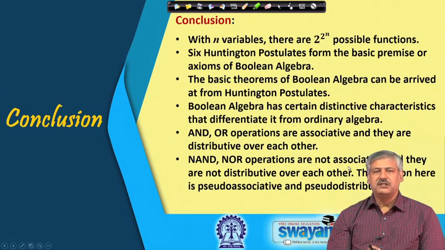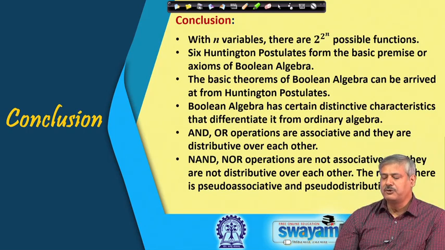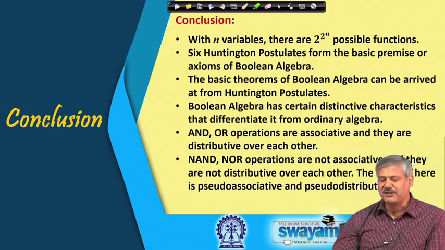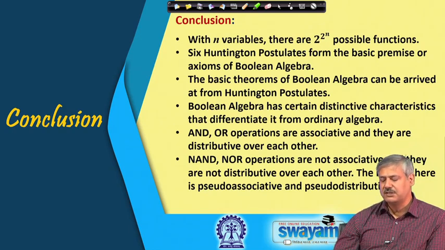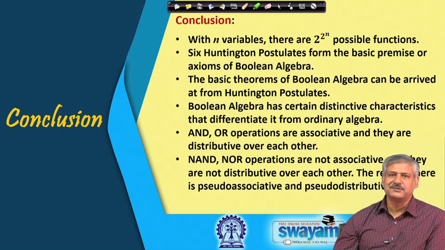So, with this we conclude with the key points. In n variables we can have 2 to the power 2n possible functions. The 6 Huntington postulates form the basic premise or axioms of Boolean algebra, and the basic theorems of Boolean algebra can be arrived at from the Huntington postulates. These basic theorems and postulates can be used to simplify or prove different identities which are more complex in nature, and we can refer to those basic theorems and postulates. Boolean algebra has certain distinctive characteristics that differentiate it from ordinary algebra. AND and OR operations are associative as well as distributive over each other, but NAND and NOR operations are not. Okay. Thank you.